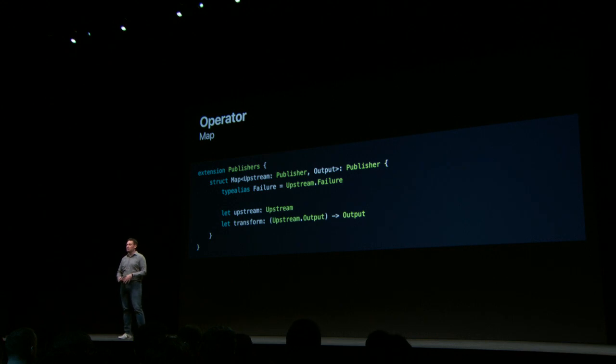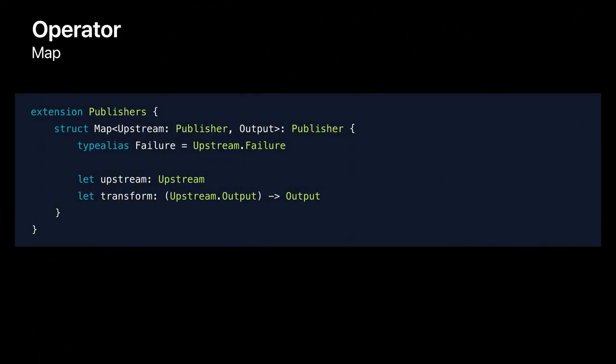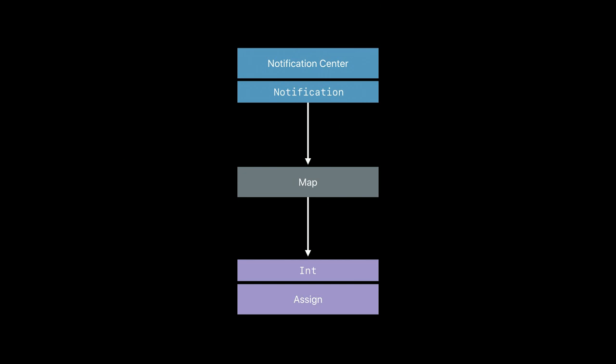This one is one that you'll become very familiar with when you use Combine. It's called map. Map is a struct that is initialized with which upstream it connects to and how to convert its upstream's output into its own output. Because map doesn't generate failures of its own, it simply mirrors its upstream's failure type, and it will just pass it through. So with map, we have the tool we need to convert between notifications and integers.